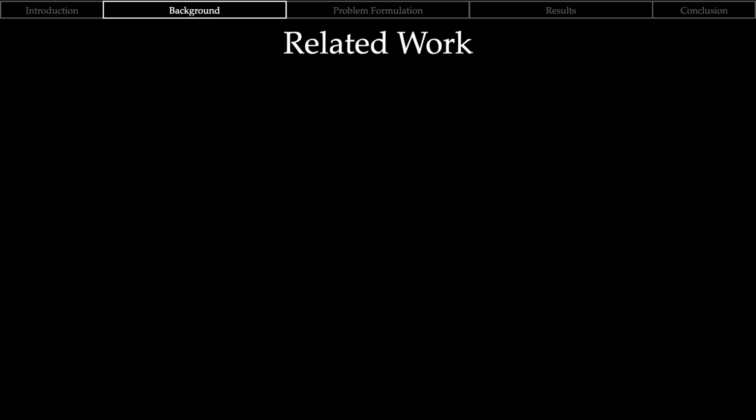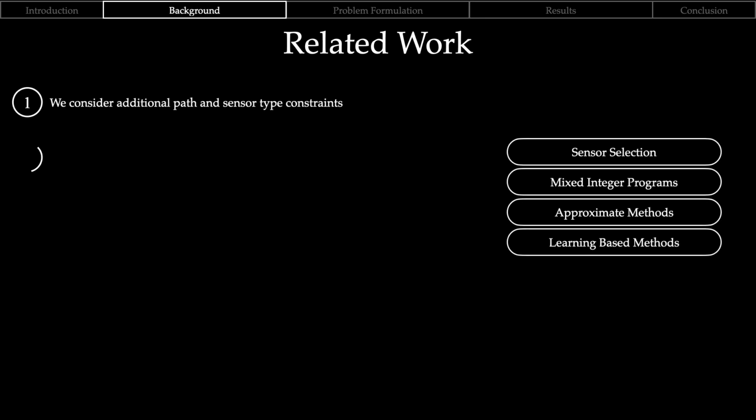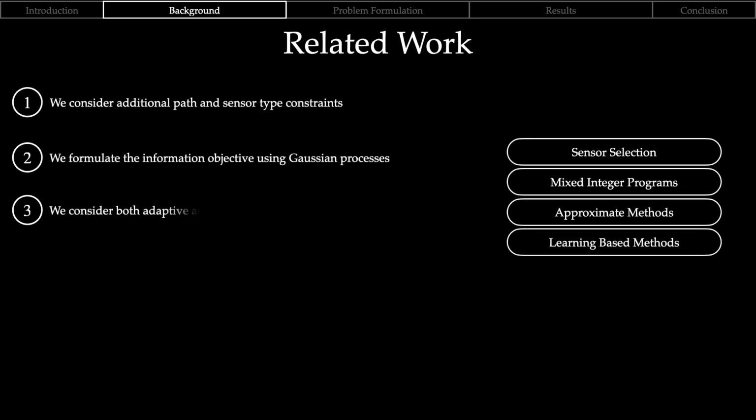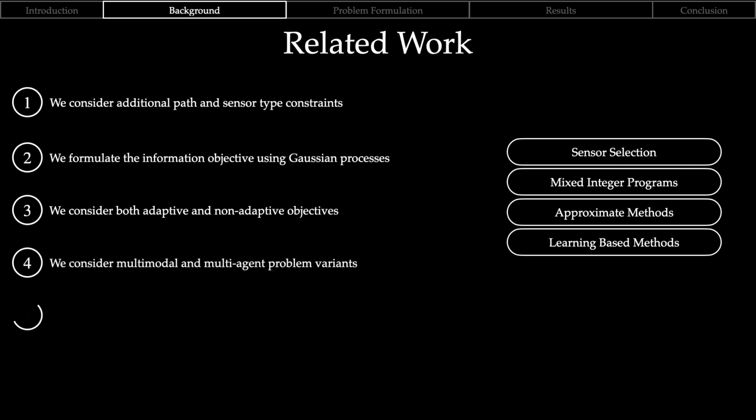And so in the context of this related work, how our contributions and the work we're discussing here differs is that we're considering additional path and sensor type constraints where we have multiple sensors available to the agent. We're formulating the information objective using Gaussian processes, and we're also considering both the adaptive and non-adaptive versions of the problem. And then we extend our method also to look at the multimodal sensing and multi-agent problem variants, and we're doing this over much larger graphs with tens of thousands of nodes and edges compared to what's previously been looked at here.